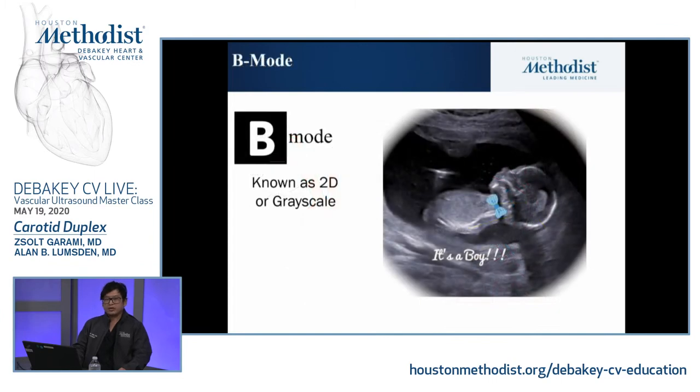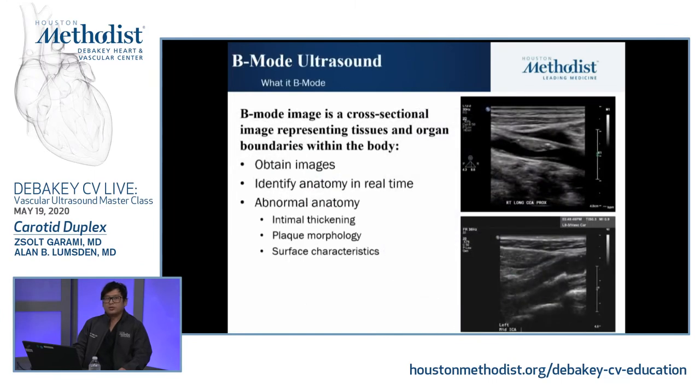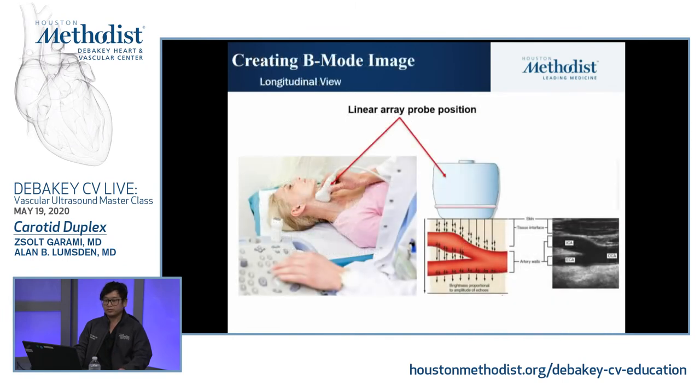B-mode. A B-mode image is a cross-sectional image representing tissues and organ boundaries within the body. So this is our main proponent in determining if there are any abnormalities in the actual anatomy. That includes intimal thickening, plaque morphology, and any changes in the surface characteristics. Most of the time we are evaluating the carotid artery in longitudinal. It's important to note that your leading edge should always be pointing cephalically.